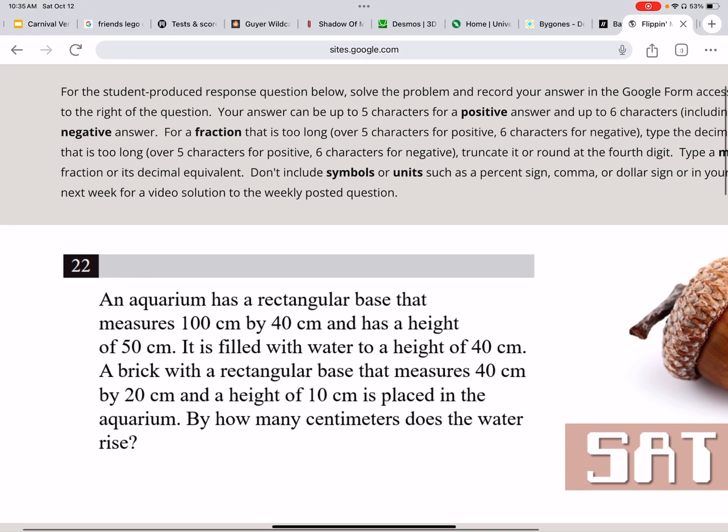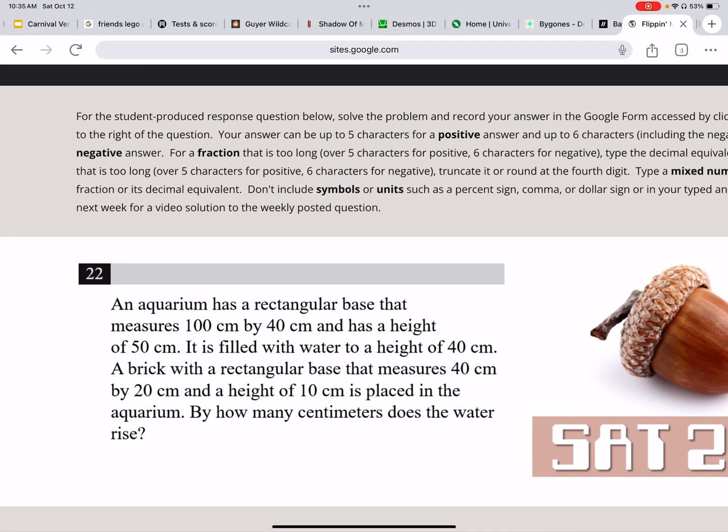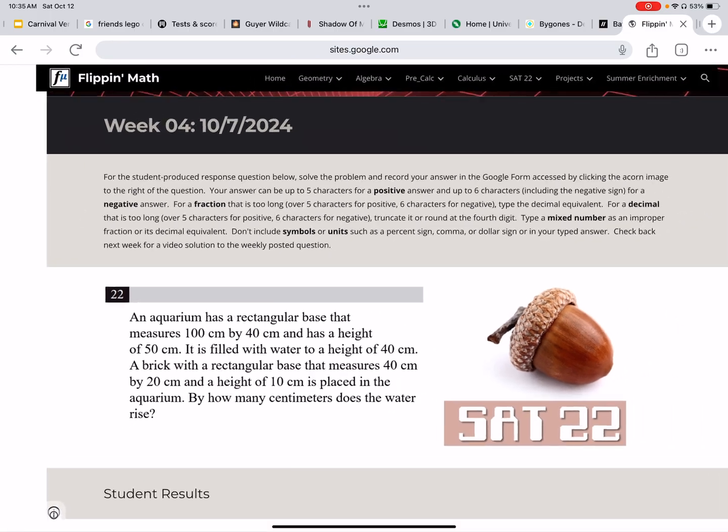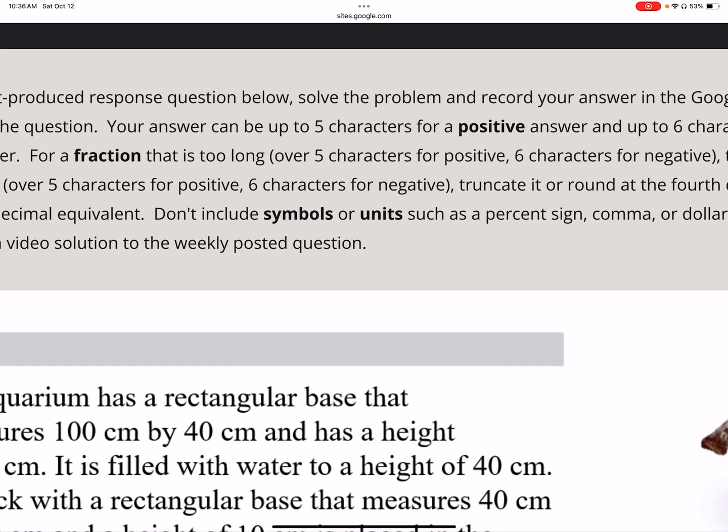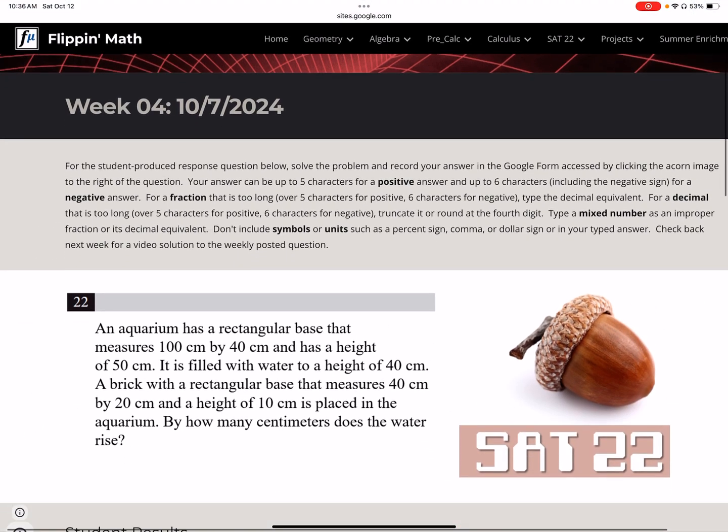With these student produced response questions, make sure you follow the instructions. Take a second to get familiar with the instructions on how you're supposed to type in your answer. I know it was a lot of text. It was brutal to have to read, right? But one of the things it says is don't include units or symbols in your actual answer. Here's what happens when we do.